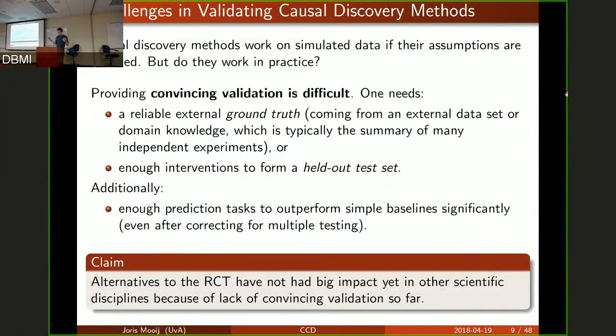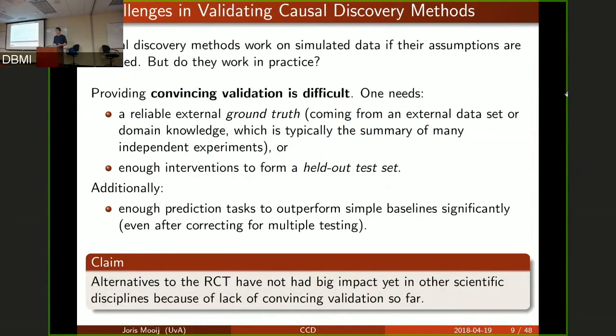And they have all been shown to work on simulated data if their assumptions are satisfied. But do they actually work in practice? If you try to provide convincing validation that these methods or one of these methods works in practice, this is actually challenging. What you need is a reliable external ground truth that comes from an external data set or from domain knowledge, which is typically a summary of many independent experiments that have been done.